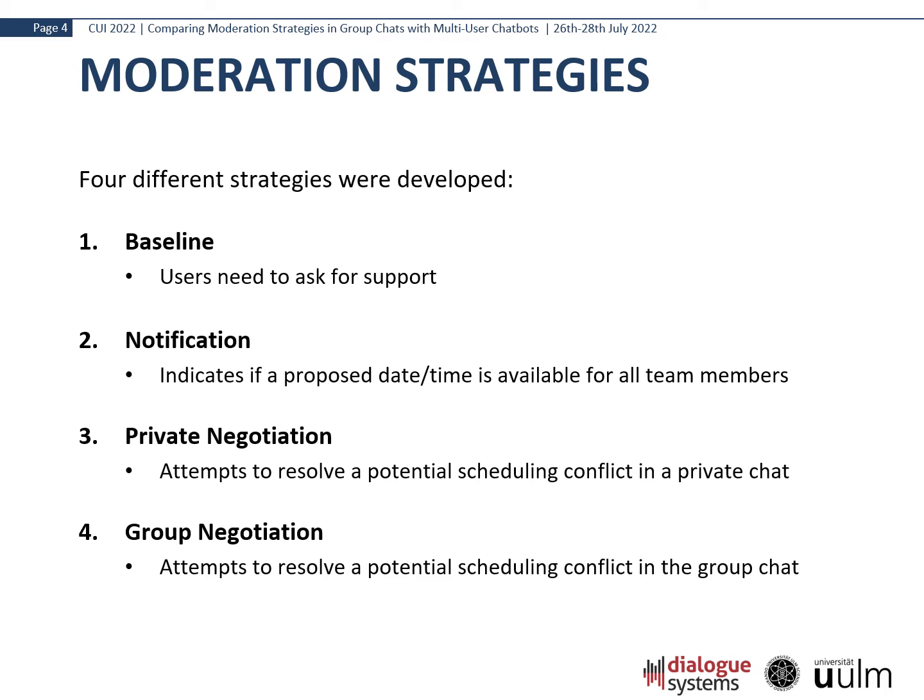Originally, the private negotiation strategy behaves similar to the notification one, but there is an additional function in the case of a scheduling conflict. If a user proposes a time and one of the others already has another appointment there, the bot is able to text the user individually. For this, the system will create a new private chat to the respective person and ask if the already existing event should be moved. If the person agrees, the system will shift the dates in the calendar and inform the group that the proposed time slot is now available.